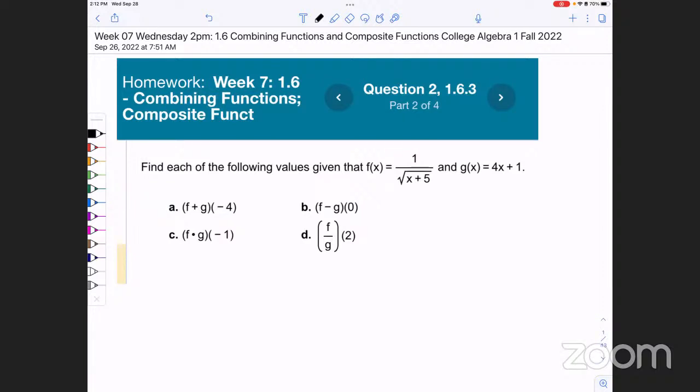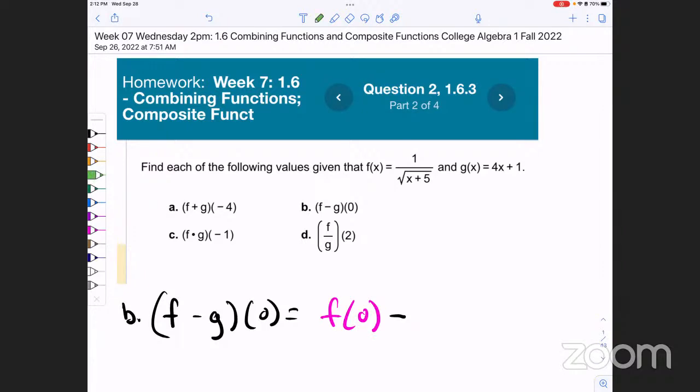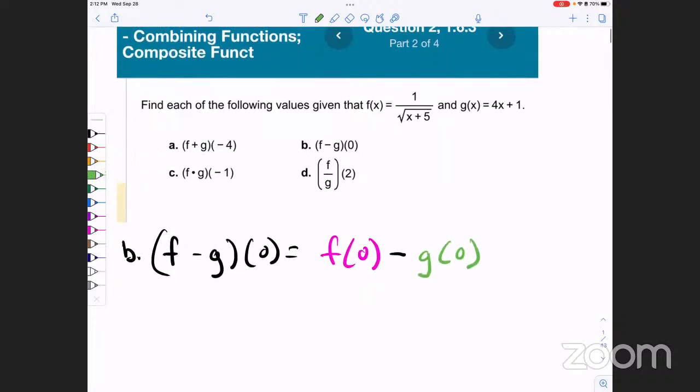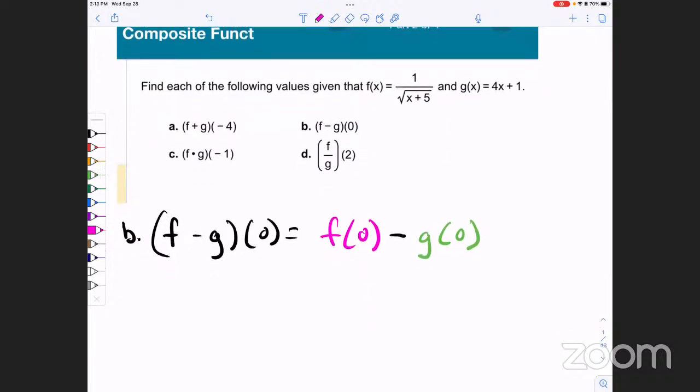Find each of the following values given this f and this g. I think we're on part B. So we're evaluating f minus g of 0. Again, this means we want to do f of 0 minus g of 0. So then let's do f of 0 on its own.